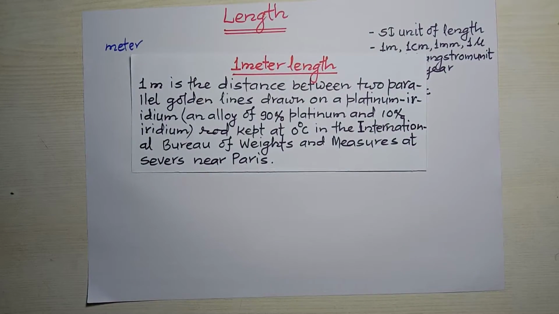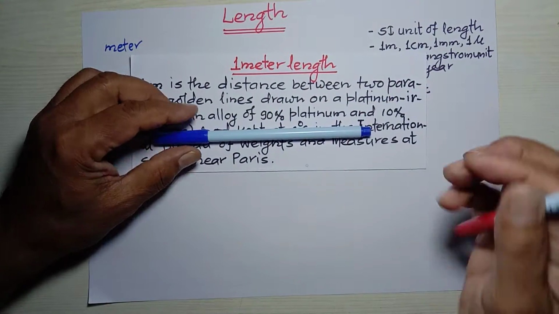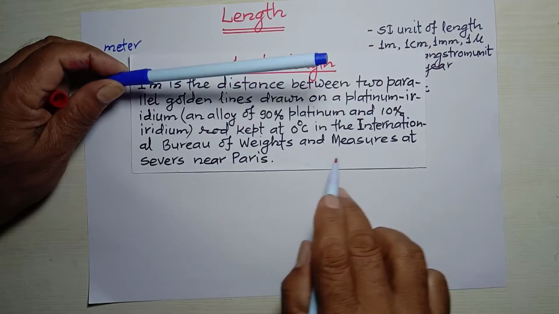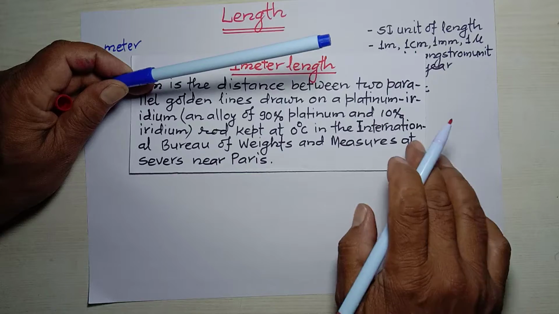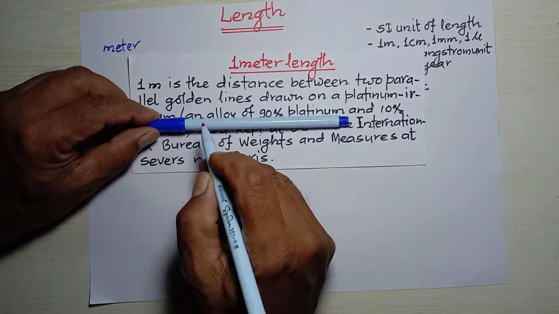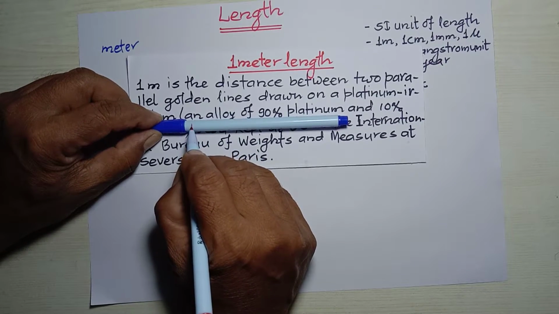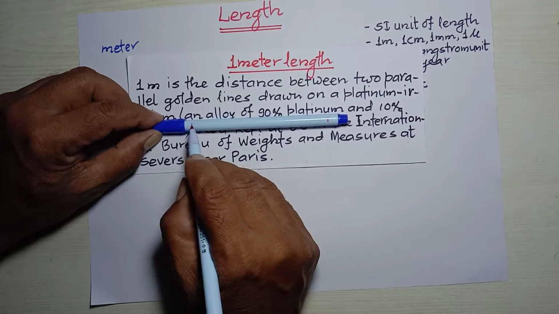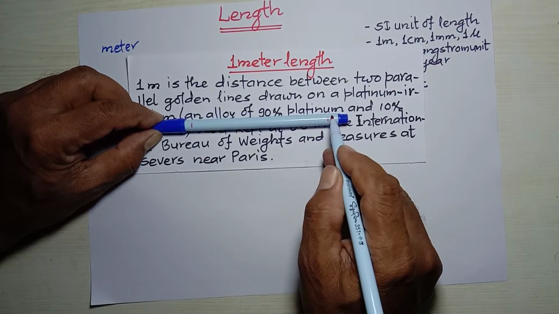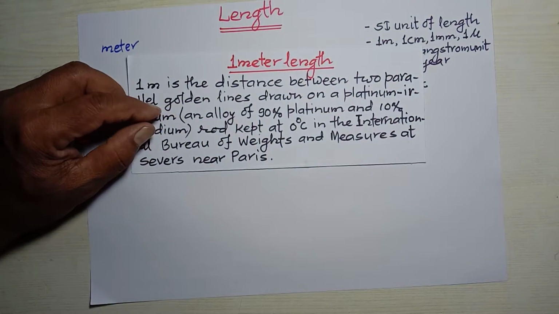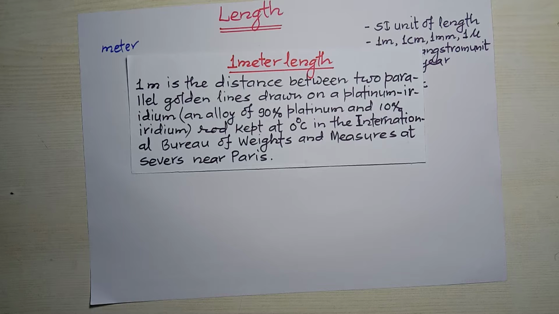Now we can understand this another way also. Let's say this is a platinum iridium rod, which is kept at the International Bureau of Weights and Measures at Sèvres, near Paris. There are two parallel golden lines on it like this, and the distance between these two lines is taken as 1 meter length. This way we can define 1 meter length.